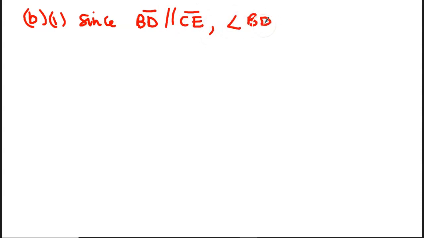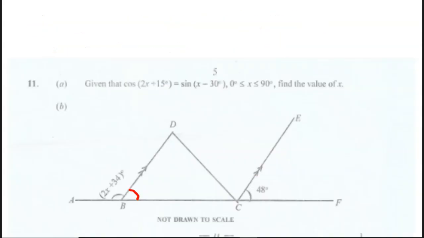So since line BD is parallel to line CE, we can say that angle BDC is equal to 48 degrees. And what is the reason? That is, they are alternate angles. So let's go back to the diagram.